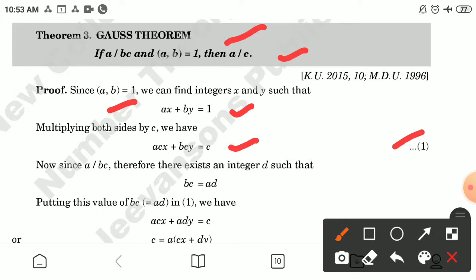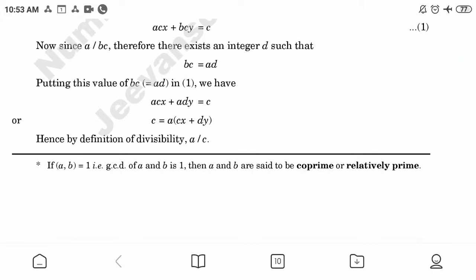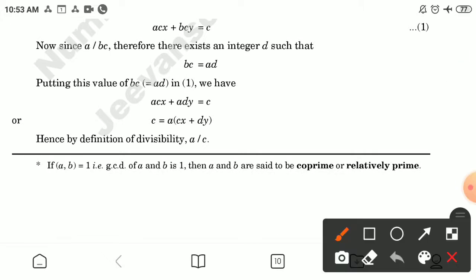Now since a divides bc, there exists an integer d such that bc = ad. Putting this value of bc = ad in equation 1, we have acx + ady = c, or c = a(cx + dy). Hence, by definition of divisibility, a divides c.